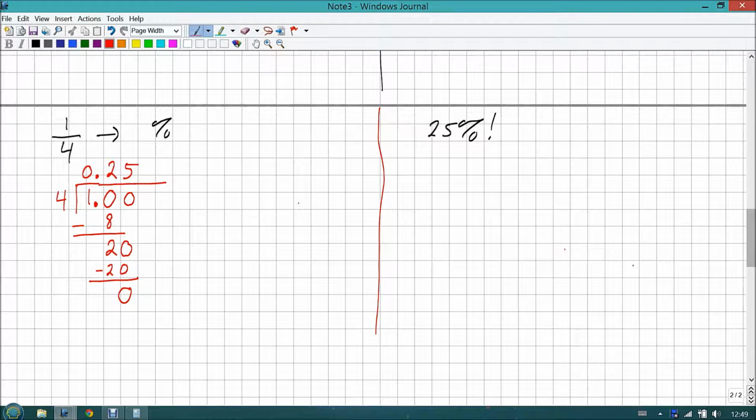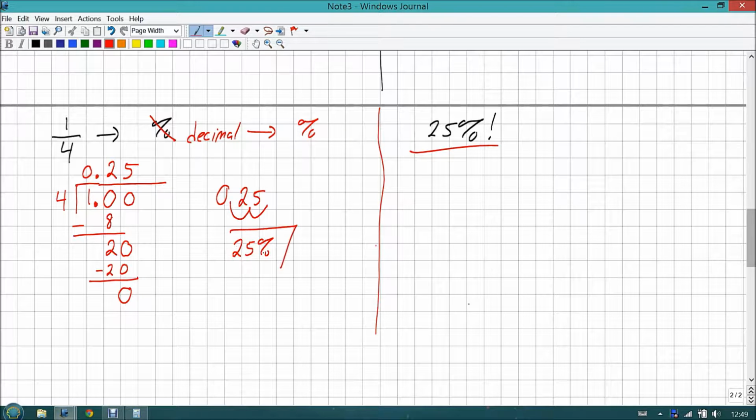So in this case, we can't go directly from fraction to percent unless you have it memorized. But who wants to memorize an infinite number of things? I don't. So instead what we're going to do is go from a fraction to a decimal, and then from the decimal to the percent. So I have a decimal of 0.25. To turn it into a percent, I move it 2 spaces to the right, and I get 25%, which is the exact same thing that we blurted out earlier.